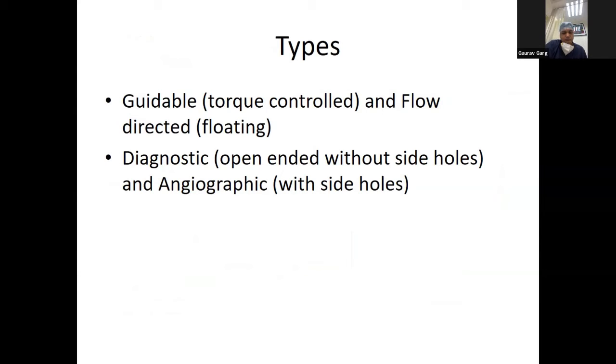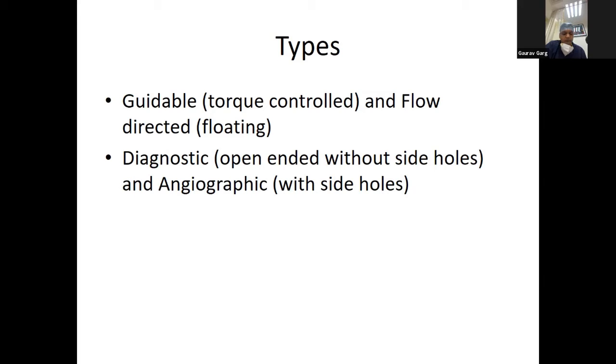What are the types of catheters which we use? Catheters are basically of two types. One is torque controlled and the other is flow directed. Torque controlled catheters and flow directed catheters have some basic differences. Torque controlled catheters are stiff. We can manipulate them with our hands. On the other hand, flow directed catheters go with the flow of the artery or the vein in which we are passing the catheters.